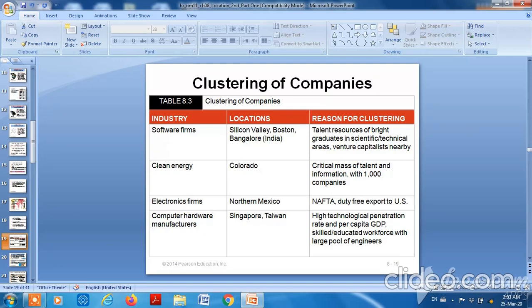Industry of computer and hardware manufacturers, you can find these industries in Singapore and Taiwan. Reason for clustering: a high technological penetration rate and per capita GDP also high. Skilled, educated workforce with large pool of engineers.